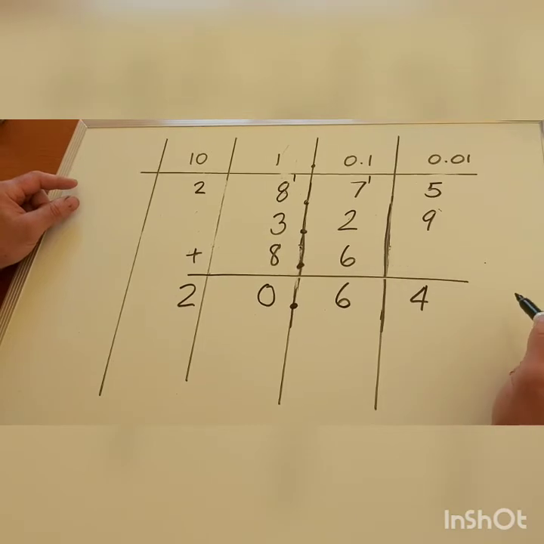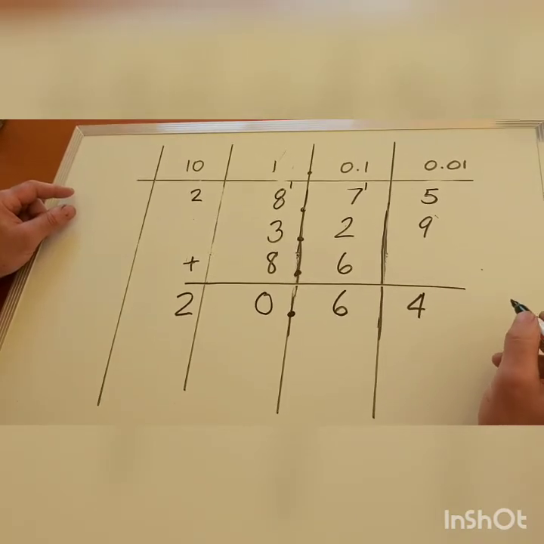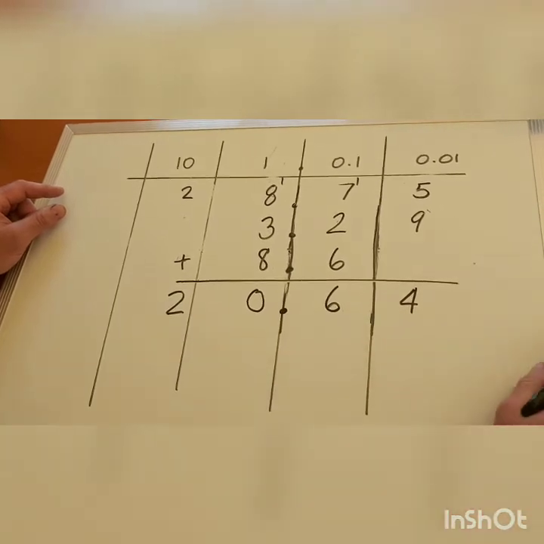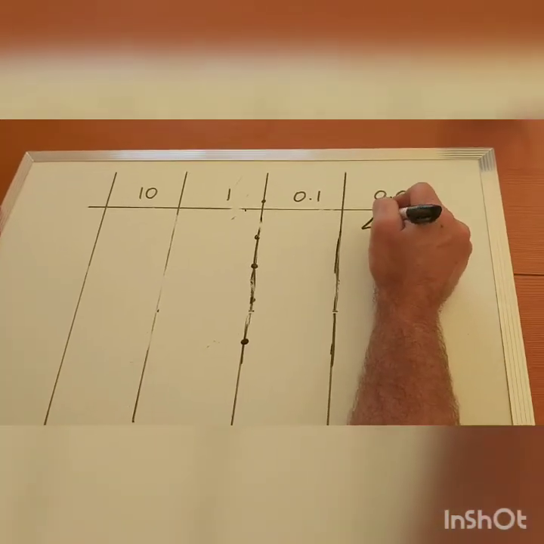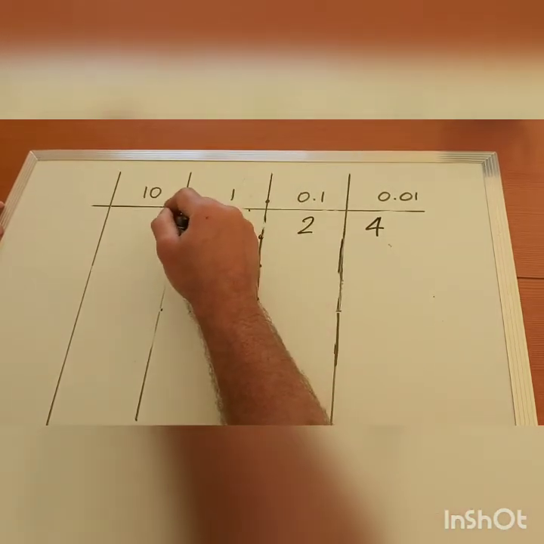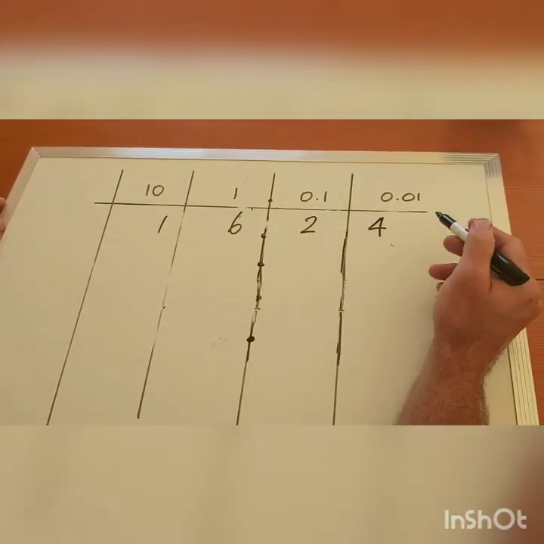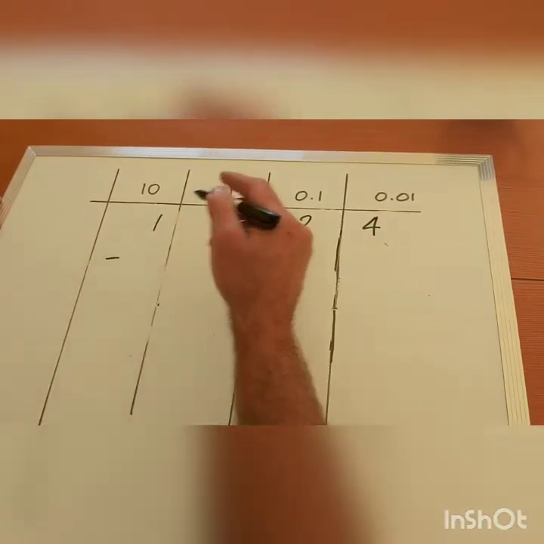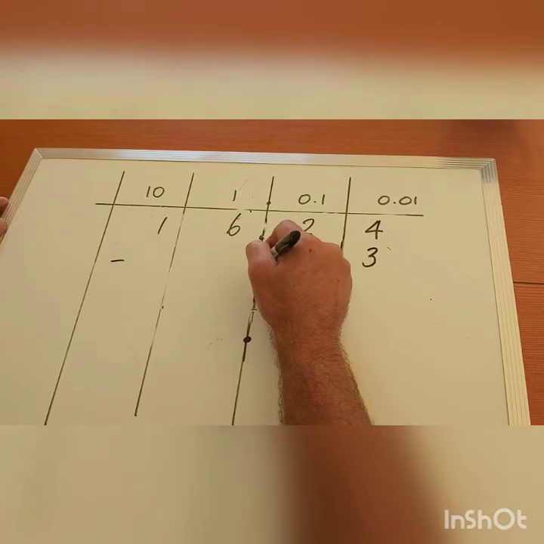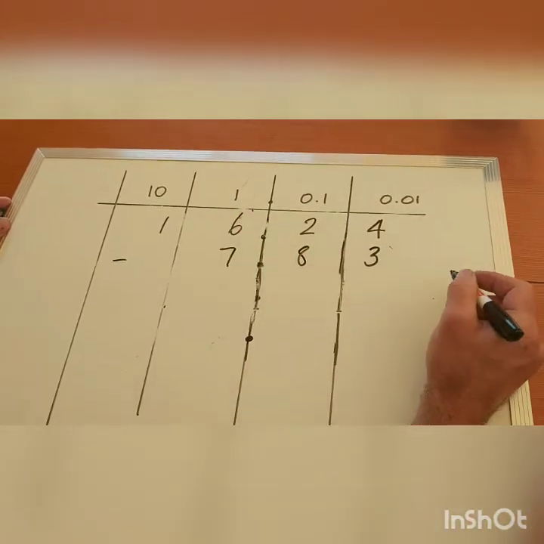Your answer for question 4 should be 20.64. For question 5, I have 16.24 minus 7.83.